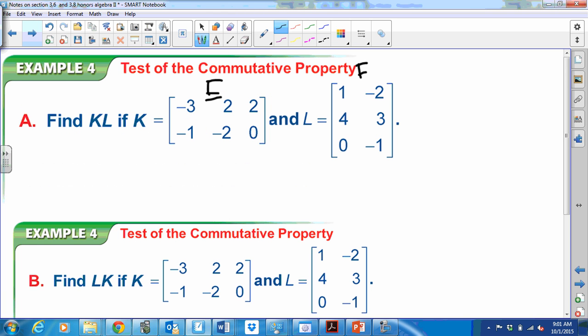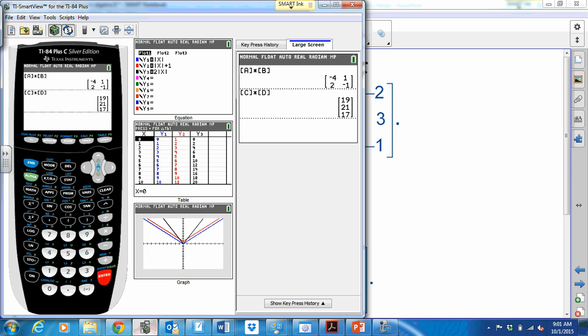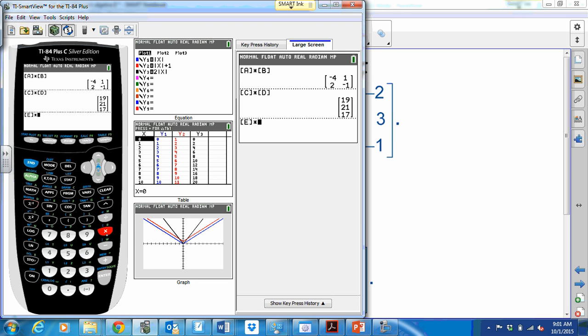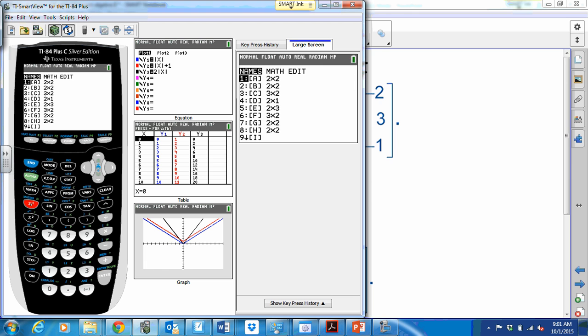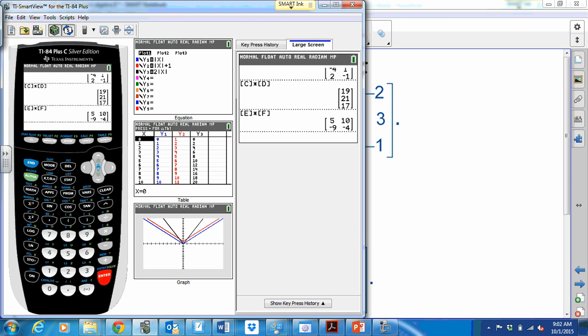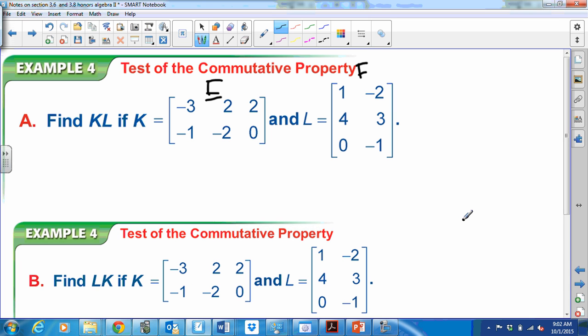All right, test of the commutative property. If we have matrix K is a 2 by 3 and matrix L is a 3 by 2, we can multiply those together. Now I've put these in my calculator as E and F. And so let's multiply E by F. I'm going to hit second matrix, and I'm going to select number 5 for E, and I want to multiply that by F. So we get a 2 by 2, so 5, 10, negative 9, 4.